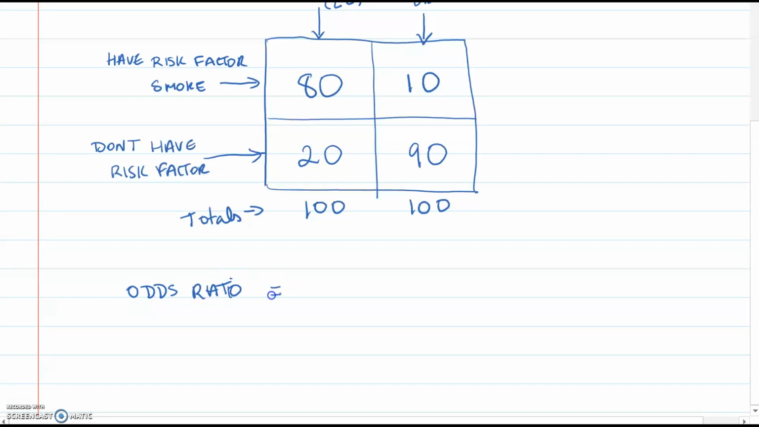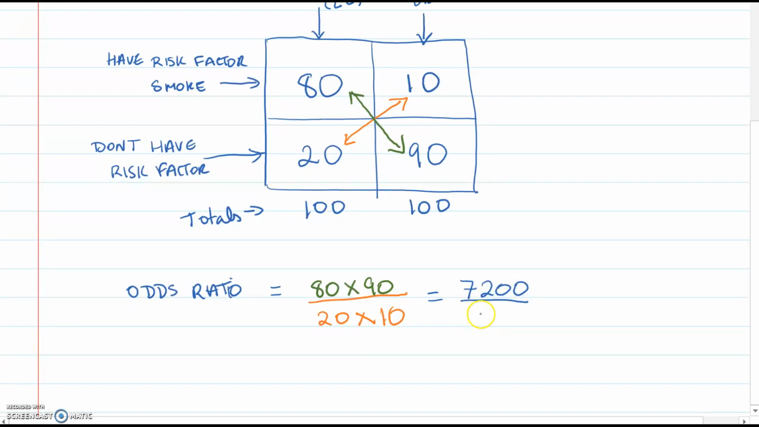And what you do is you go from the top left to the bottom right. It's a diagonal thing. And you put that on the top. So 80 times 90 on top, and on the bottom you put the other diagonal, 20 times 10. Now you must get the right one on top and on the bottom. Okay, so now we calculate that, and I'm going to have to do it quickly, we're less than a minute. 80 times 90 is 7,200. On the bottom, 20 times 10 is 200. You can divide there, you can do this in your calculator or just do it in your head. 72 divided by 2 is 36.